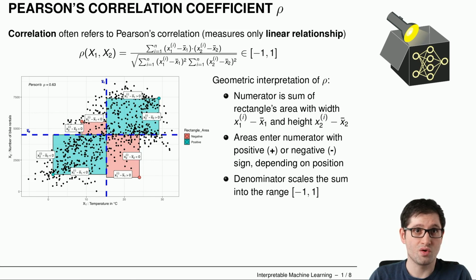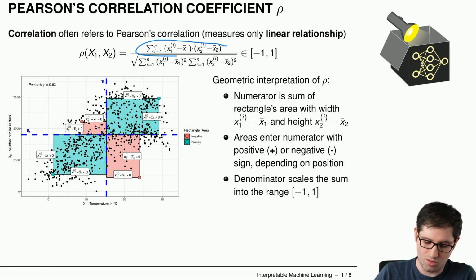Let's start with the correlation, the Pearson correlation. When we read about the correlation, oftentimes the Pearson correlation is meant. It should be noted that the Pearson correlation is only able to measure linear relationships. And it also has a nice geometric interpretation that we will look at first.